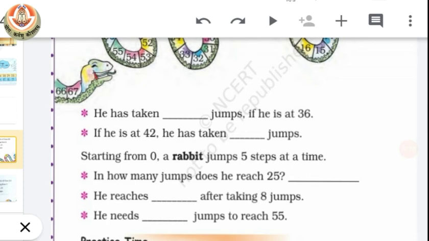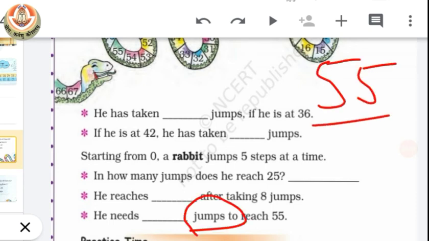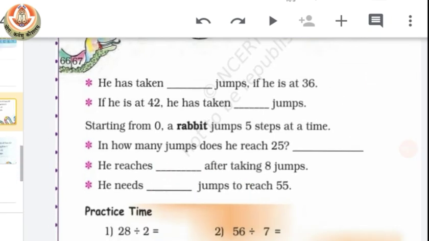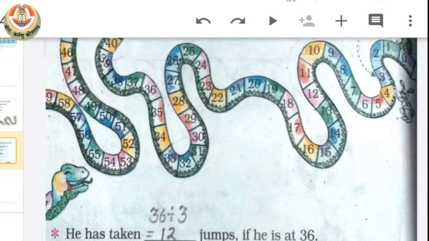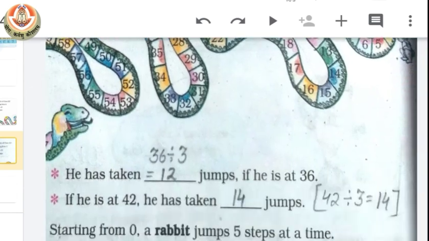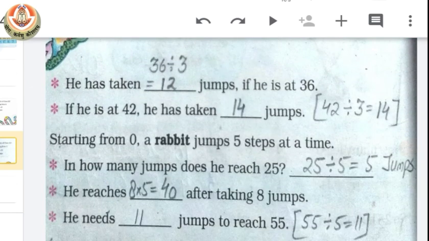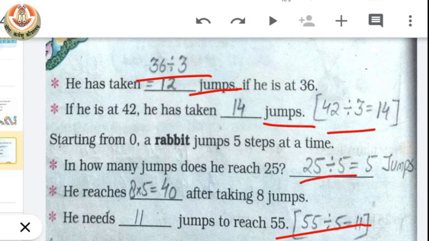Now, he needs dash jumps. Here we have to answer the number of jumps, so we divide 55 by 5. Our answer is 11. You can see here, this is your solution. Okay class, to find out the jumps, we have to divide. But when we have to answer in which place that animal reaches, then we have to multiply.